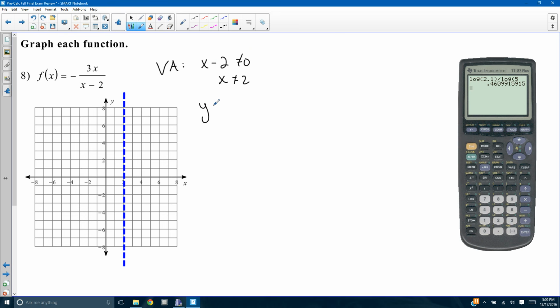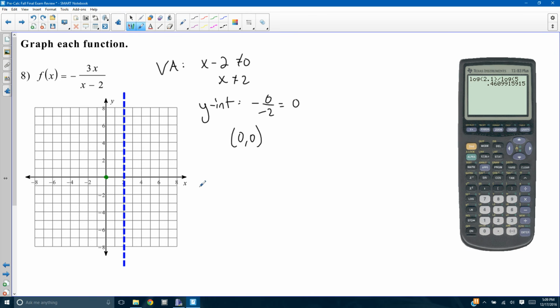Let's find the y-intercept first, set x equal to 0. We get the opposite of 0 over 0 minus 2, which is negative 0 over negative 2, which is 0. So your y-intercept is at the point (0, 0). How fascinating. Which means there's an x-intercept also at (0, 0), of course. Let's see if there are any others. And if not, then that's the only place it goes.